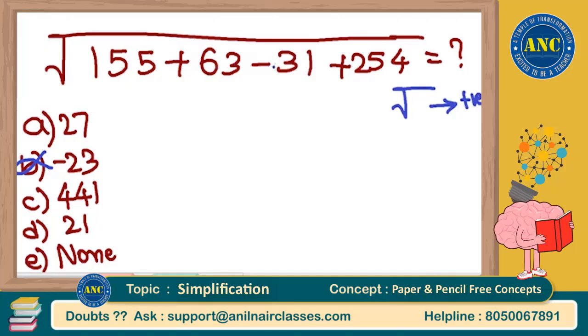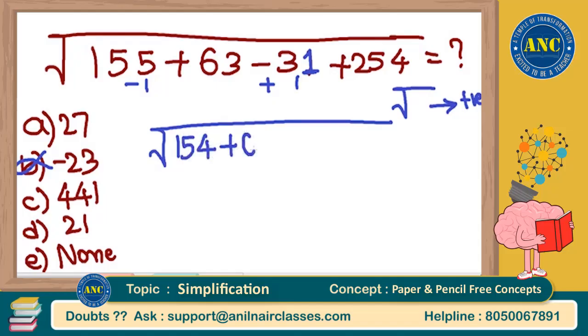155 plus 63 minus 31 plus 254. Let us make it a little easy. I don't want 31, rather I want 30. So I will add 1 to make it 30. If I add 1, I will subtract 1 from any of those numbers. So my question becomes 154 plus 63 minus 30. 63 minus 30 is nothing but 33. And then 254 I will write as it is. Why did I do it like this? Why did I subtract 1 from this number itself?